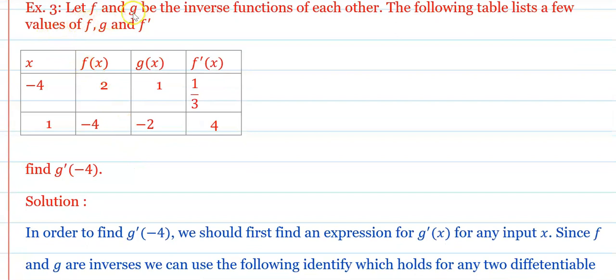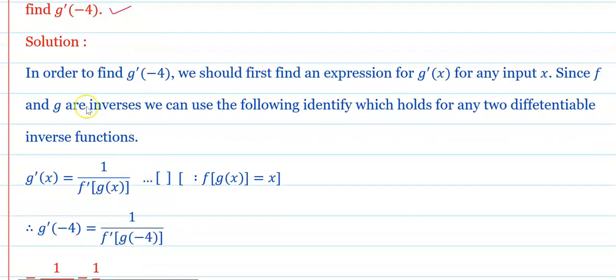Example number 3, f and g be the inverse function of each other. Okay, f and g. The following table lists a few values of f, g and f dash. Okay, this is the f of x, g of x, and this is f dash of x. Here values of x minus 4 and 1. What about the f of minus 4? It is 2. G of minus 4 is 1. F dash of minus 4 is 1 by 3. F of 1 is minus 4. G of 1 is minus 2. F dash of x is 4 in this way. We want to find out g dash of minus 4.